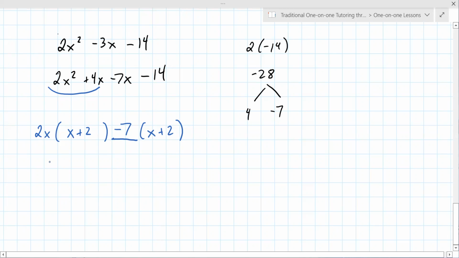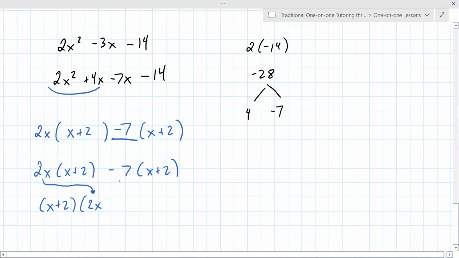Both of these, like if I were to write it a little nicer here with a little better spacing, you would see that there's actually only 2 terms. There's this one on the left and then this one on the right. They both have an x plus 2. So you take that out. And what's left over is the 2x and then the minus 7.